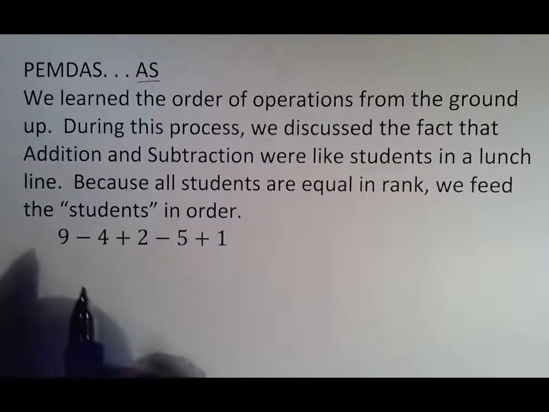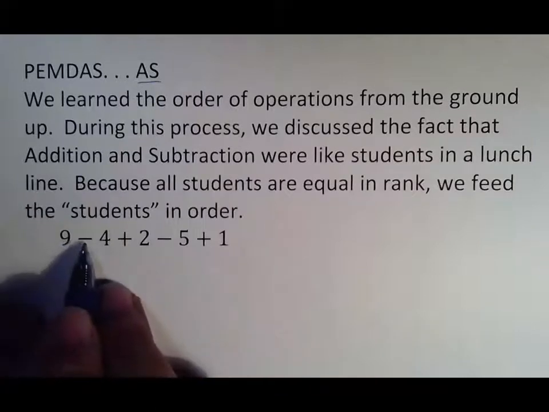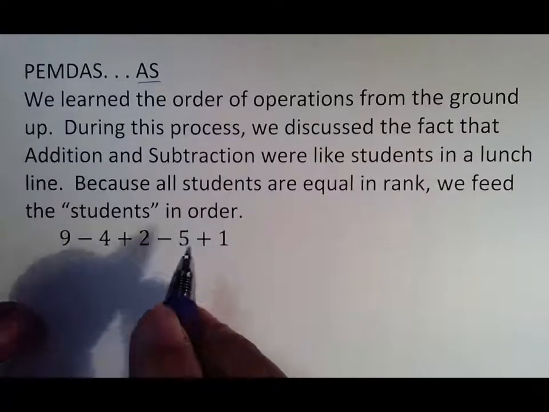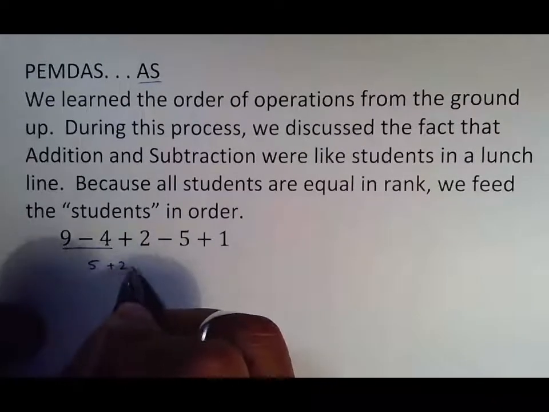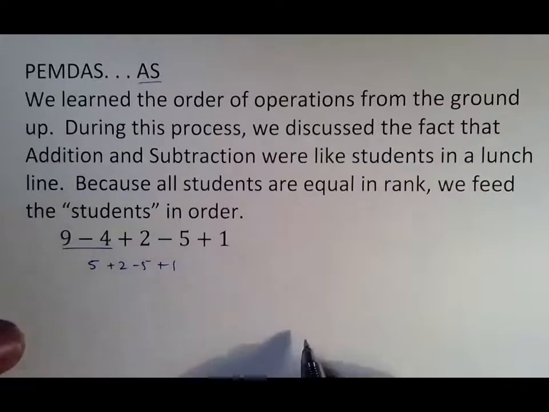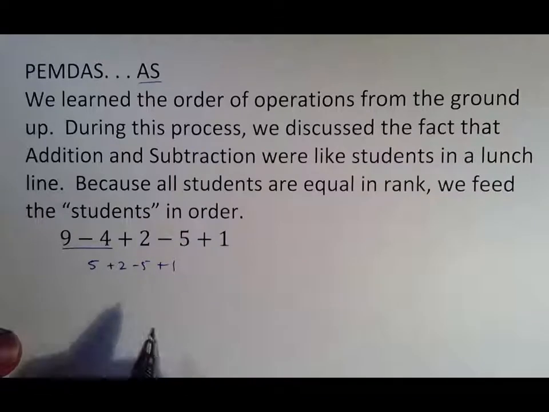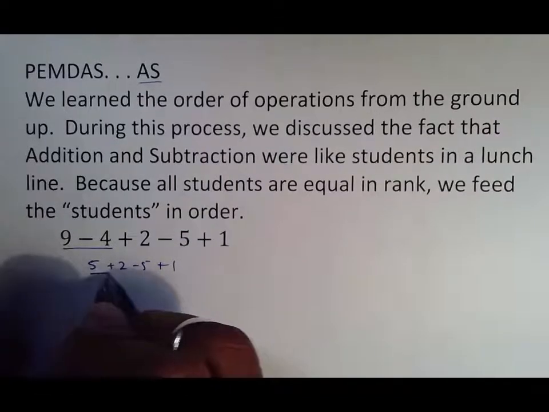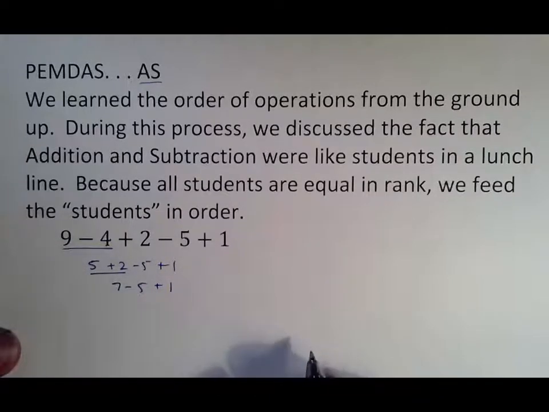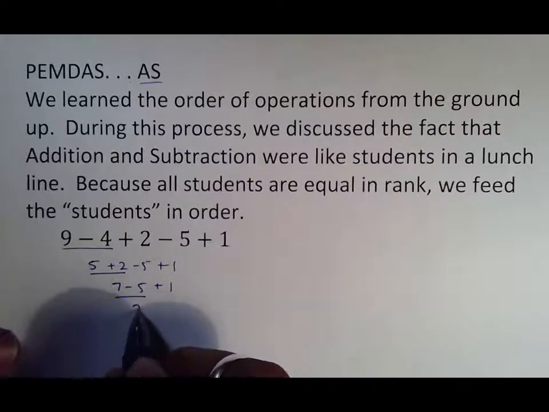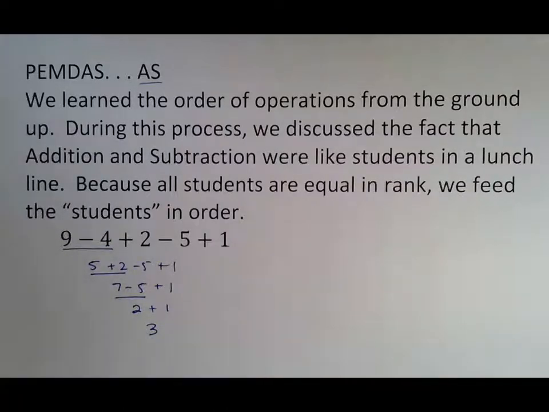And so you can't just look at this and say, I want to add 4 plus 2, I want to add 5 plus 1, because if all of these are students in a lunch line, the first student in line gets fed. 9 minus 4 is 5, and then you have to work on your rewriting of everything else. So again, the plus 2 minus 5 plus 1 has to be rewritten. And again, all students in line, feed the first one. 5 plus 2 turns into 7, and then rewrite everything else. And then feed the first student in line. 7 minus 5 turns into 2, and then 2 plus 1 turns into 3, and that is your answer.